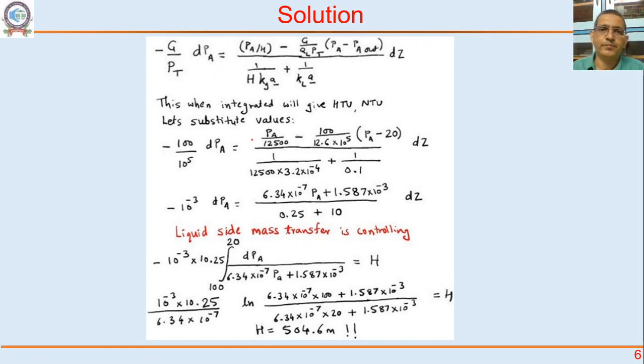Okay, look at this. This is the gas side resistance. This is the liquid side resistance. You see, liquid side resistance is controlling. Simplify, integrate. You will get H as 504.6 meters, 505 meters. Just physical absorption.